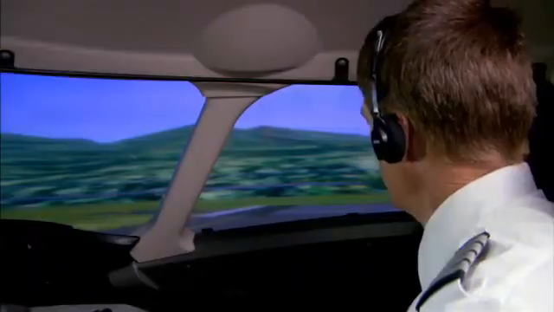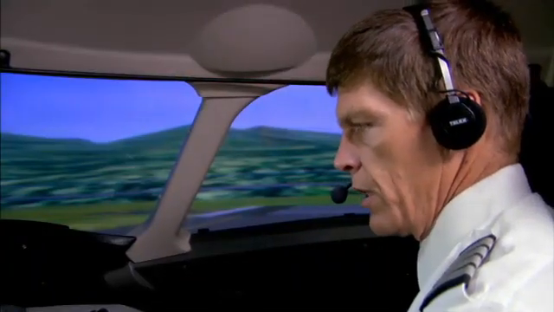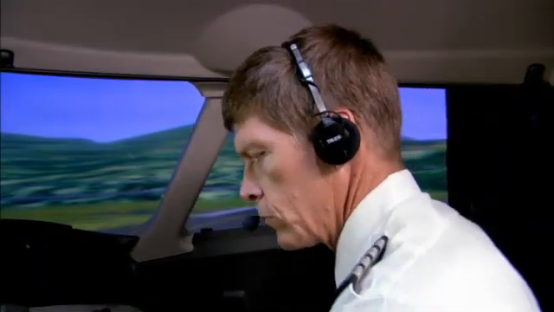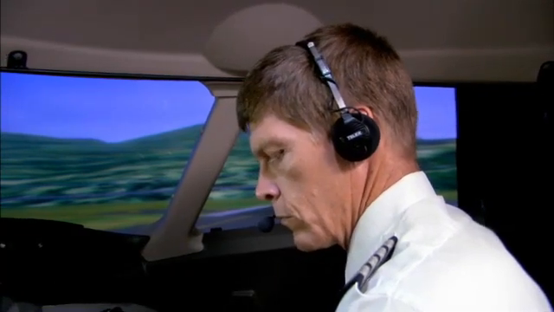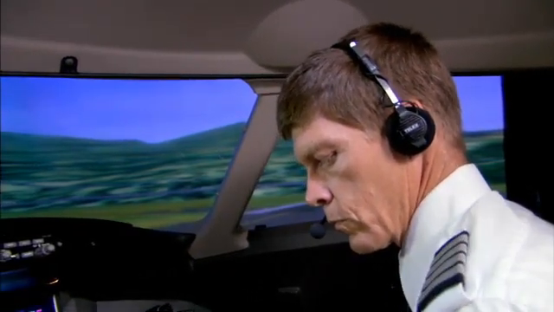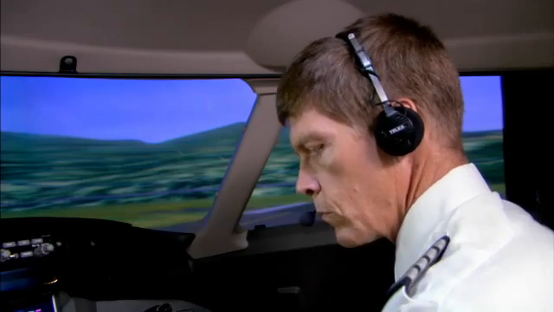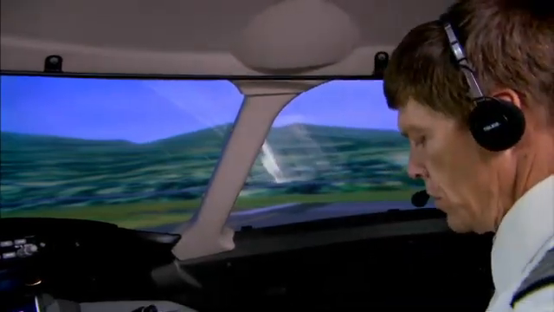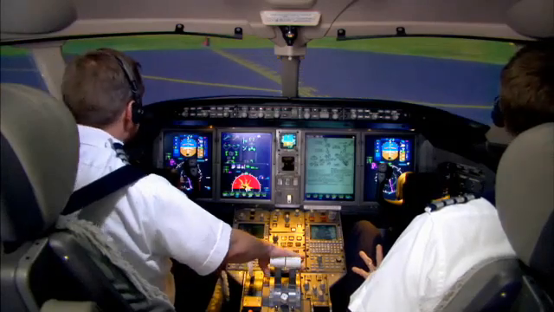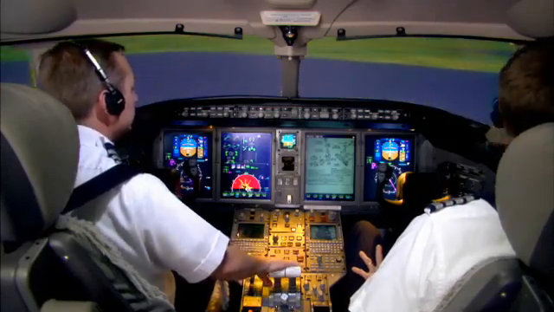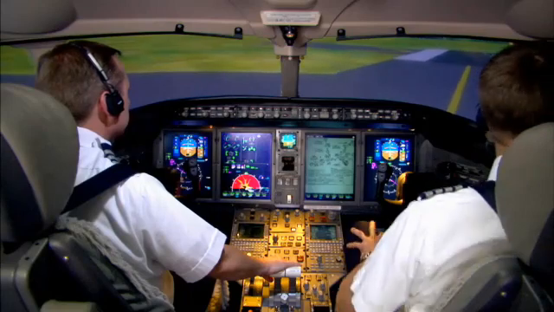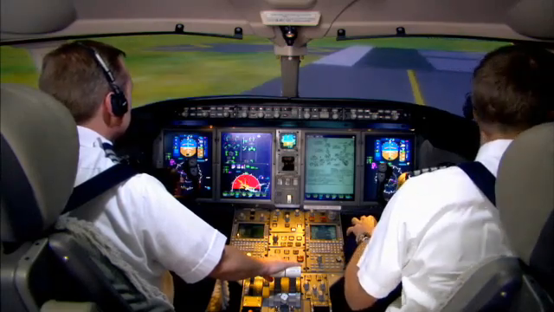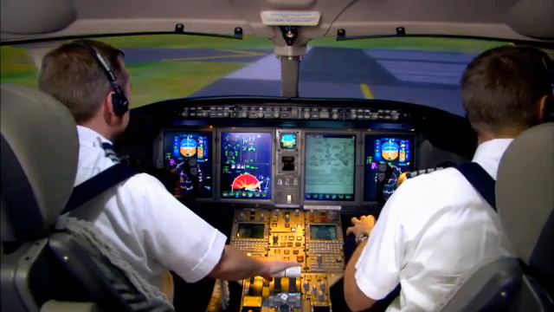Tower, November 300 Charlie is ready for takeoff. November 300 Charlie, winds are light and variable. Altimeter 29.92, you're clear for takeoff, runway 33. Clear for takeoff, runway 33, November 300 Charlie. Final's clear. Clear on the right.